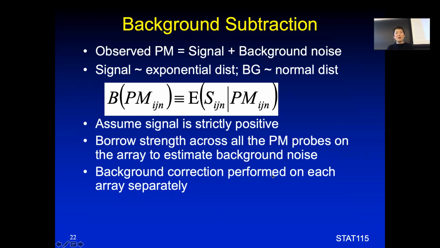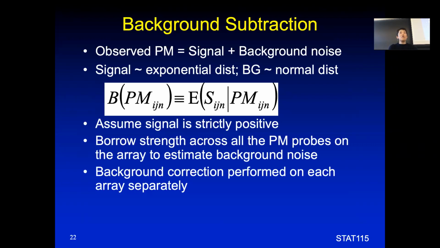So the signal, people believe, is exponentially distributed, and the noise is kind of normally distributed. If you are given the original PM value, you believe it is the real signal plus some noise, and there is a strict solution for this. Given the PM probes, you can look at all the probes on the array to estimate the background level and subtract that out. Then, assuming the real signals are always positive, you can estimate the rough signal level. This is done array by array.